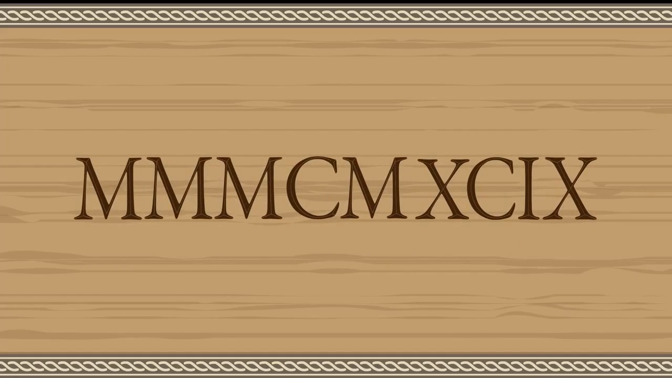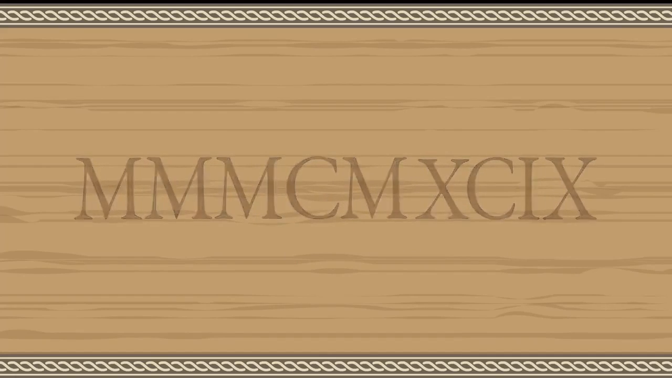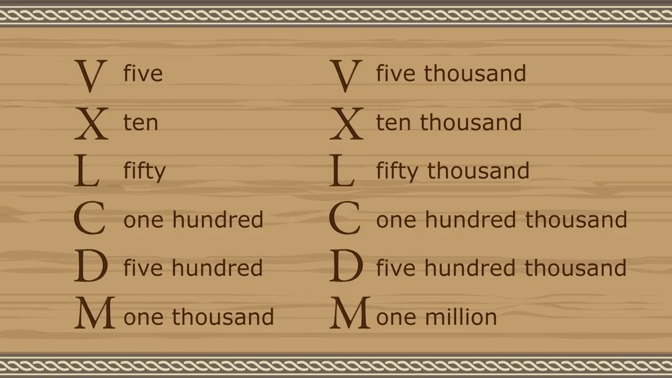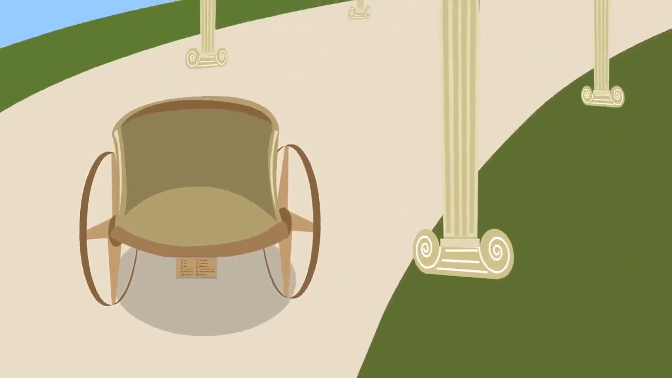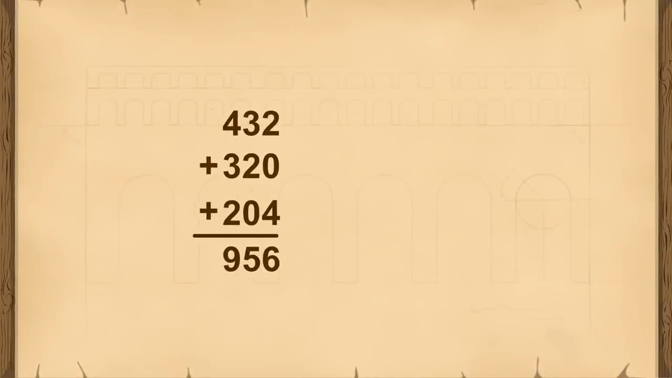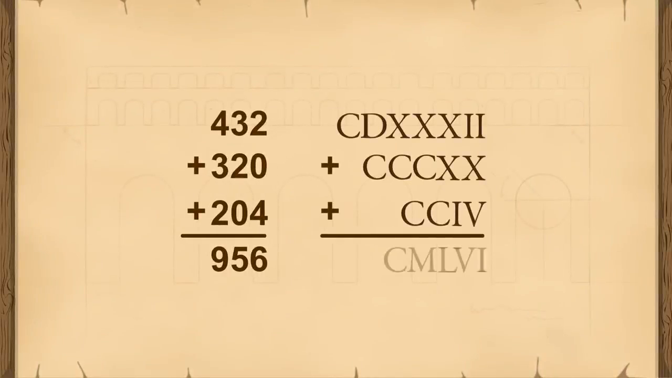The Romans rarely needed numbers larger than this. When they did, they used the standard symbols with a bar over them to indicate a value 1,000 times greater. At first look, it seems like it would be very difficult to do calculations using Roman numerals. For instance, take the following simple addition problem. Using Roman numerals, this same problem looks quite complicated.